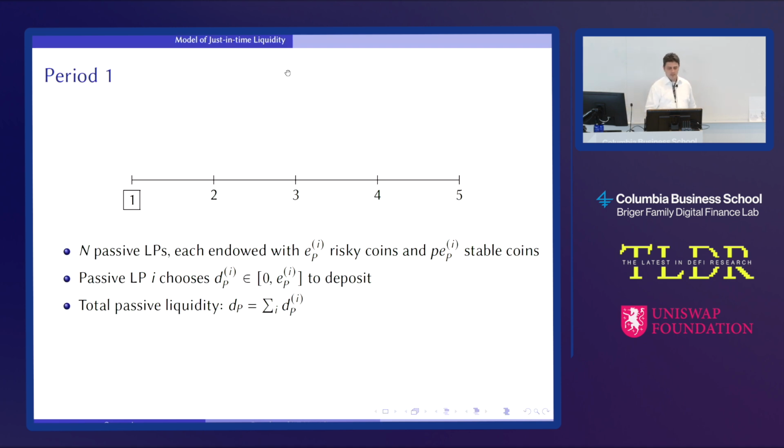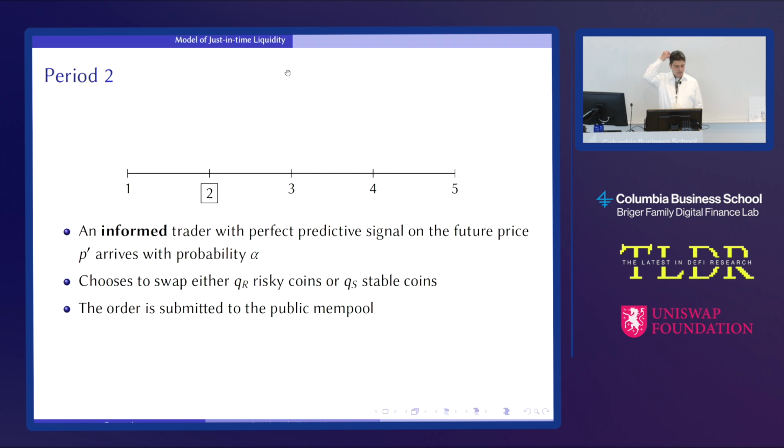Second period, there is an informed trader who can come, and he will arrive only with probability alpha. So it's not clear that there will be an informed trader. And he has perfect information about what the future price will be, what the price at 5 will be. So this is an extreme version of an informed trader who knows exactly what the price will be. If he has some signal which is correlated with the fundamental, then this shouldn't change the results significantly. This is just for the sake of illustration and simplicity. We assume that he knows exactly what the price will be.